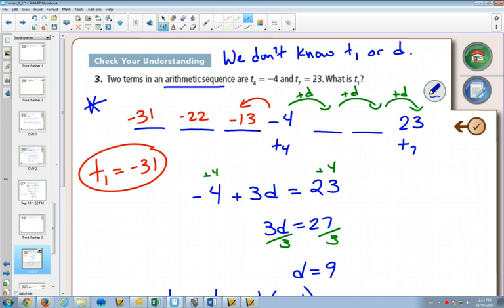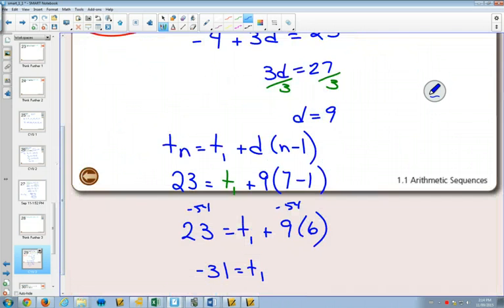How many times am I going to add d to go from one to the next? And then figure out what d is. And then you can go to your formula, or you continue to use the pattern to find out what term 1 is. Sometimes these questions say term 4 is minus 4, term 7 is 23. What is term 150? So you would have to find the d value first. Then you'd have to find term 1 so you could actually get the formula that has term 1 and d to figure out another value.